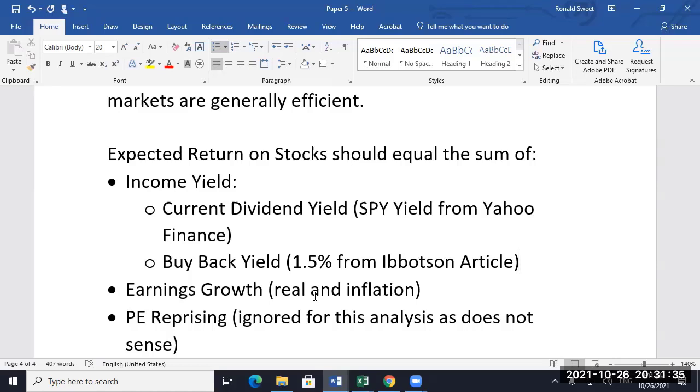All right, y'all remember the buyback yield. The problem I have with the buyback yield is that it's a little bit concentrated in certain industries. So it's hard to say you're going to apply this to all stocks equally.